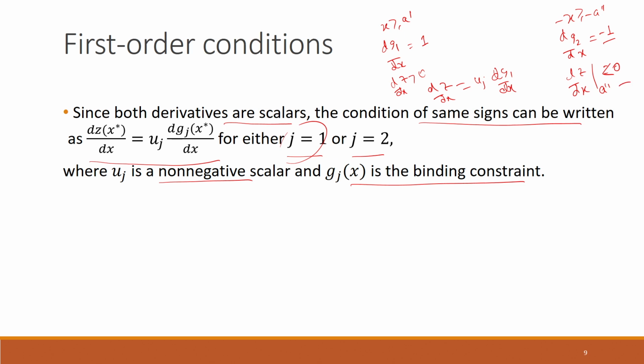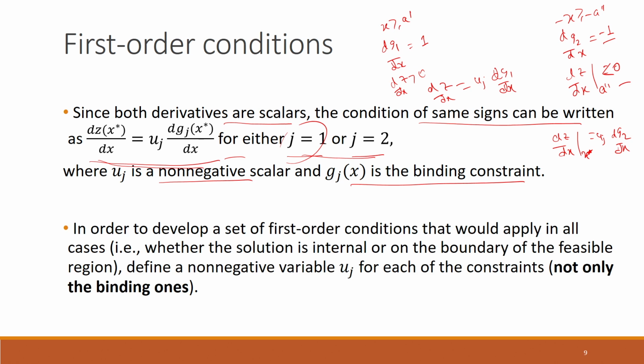So this can be expressed in this form, that the derivative of the function at x star is some uj times some constant times the dg2 by dx, okay. So this is just the same way of saying that the sign of the binding constraint is the same as the slope of the function at that optimal point, okay. So this is that way of saying, and you can now understand why it is either j equal to 1 or j equal to 2, because either one of these two constraints will be the binding one. Depending upon which one is the binding constraint, that is where the optimal solution lies, we will be having this condition, okay.